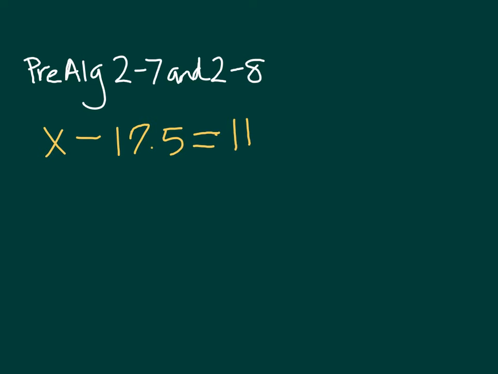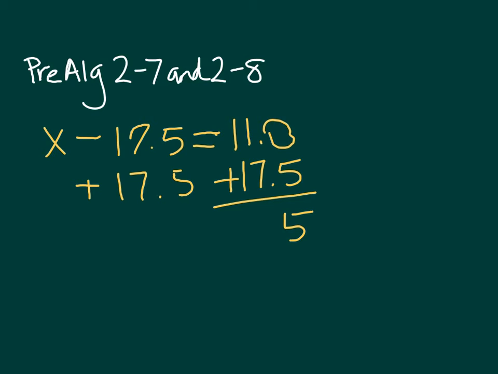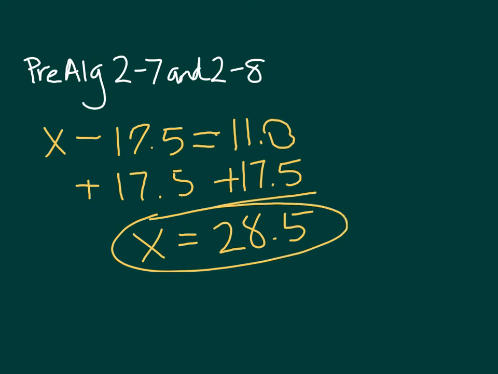So in this problem, x minus 17.5 equals 11. First we're going to go plus 17.5 plus 17.5. Remember, you line up decimals. Since 11 doesn't have a decimal, I'll just add one and put a 0 so they're the same length. Then I'm going to add, I'm going to get 5 and 8 and 2. Be sure not to forget to bring your decimal down. So x equals 28.5.